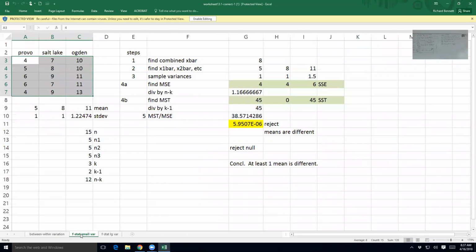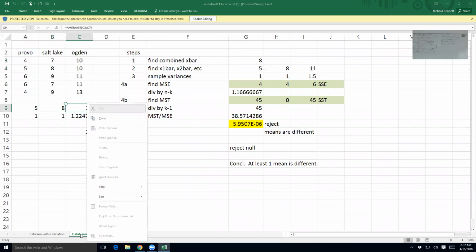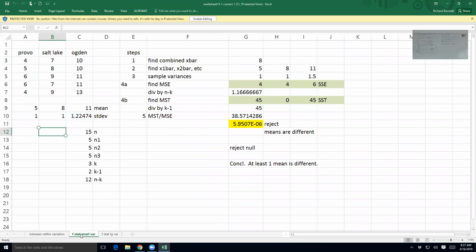So I've got my small sample variance here. I just copied the data from Provo, Salt Lake, and Ogden. I got the means of 5, 8, and 11. Now, the one thing that I didn't do was the combined X bar. If I take the combined X bar for all of this data, that works out to be 8. So that's step 1: find the combined X bar, I got 8. Now I need X1 bar, X2 bar, X3 bar, which I've already previously found: 5, 8, and 11.